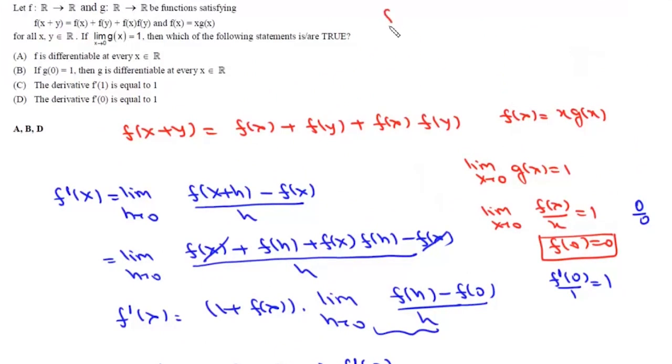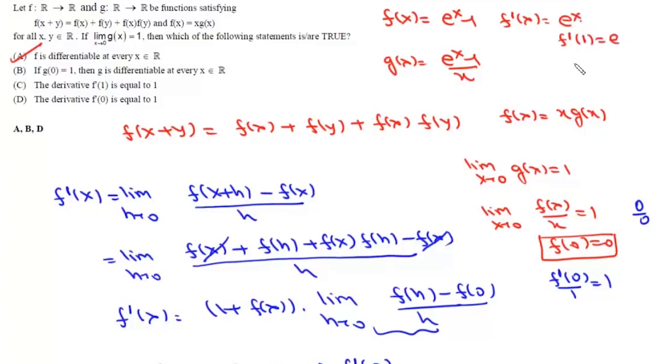So for this function, f(x) is e to the power x minus 1 and g(x) is e to the power x minus 1 upon x. Now f is differentiable at every x belongs to R, and if we find f'(x), it is e to the power x, f'(1) is e, and f'(0) is 1. So c is incorrect and d is correct.